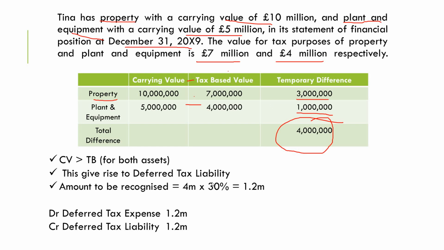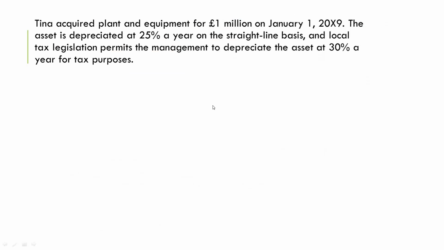So this is the first question, which is quite straightforward. What you have to do is basically compare the carrying value and the tax base, because the carrying value and tax base is given directly to you. No calculation needed. Alright, so this is the first one. What about the second one?